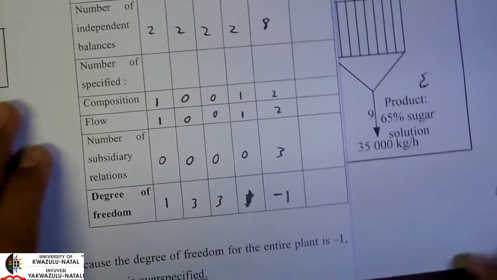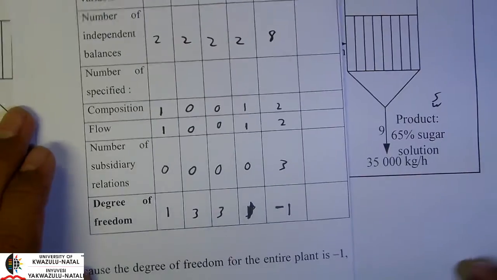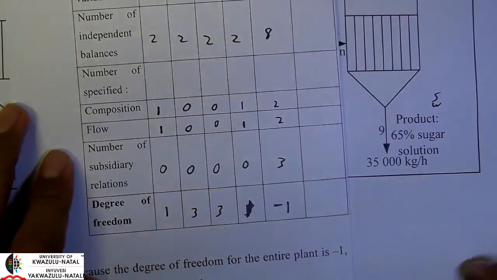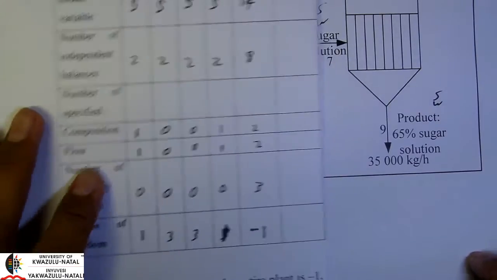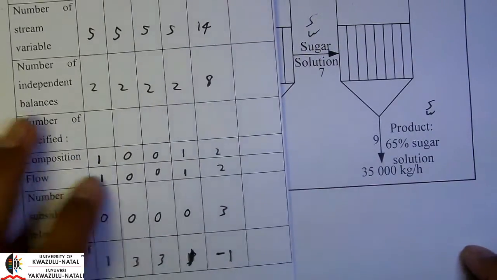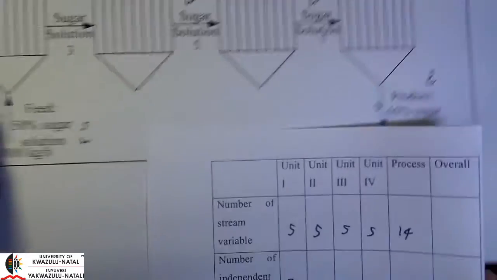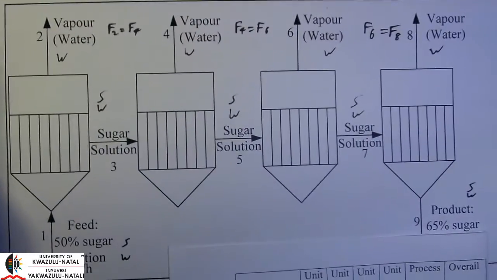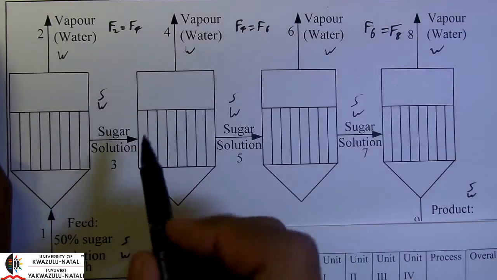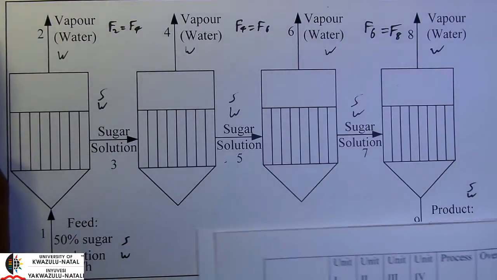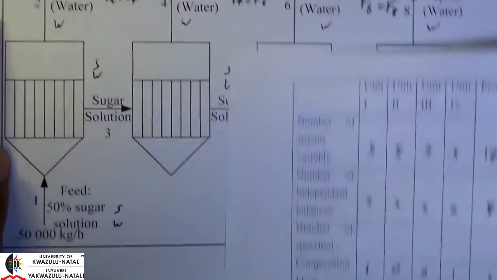Which essentially tells us that there is more than enough information to actually solve this entire process. However, let's look at our overall balance. Okay, that's drawing a balance over the entire system. That of course will neglect stream 3, 5 and 7. So let's count the number of variables.